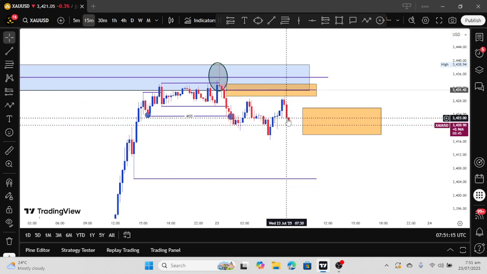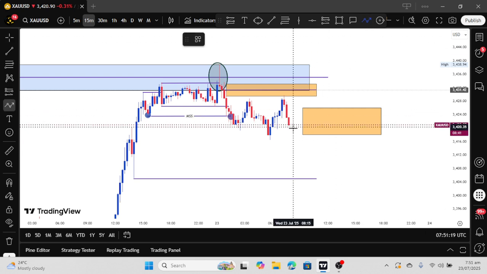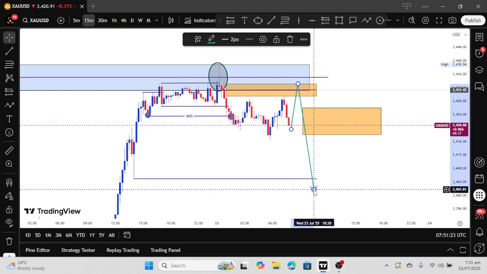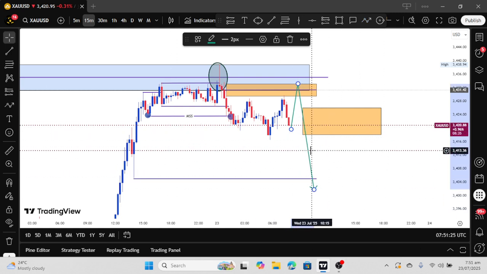I missed this one already. I'm not going to enter unless I see the price push back into the zone. Then yes, I can sell again. But for now, if it doesn't, I'll wait. That's what I'm going to do.